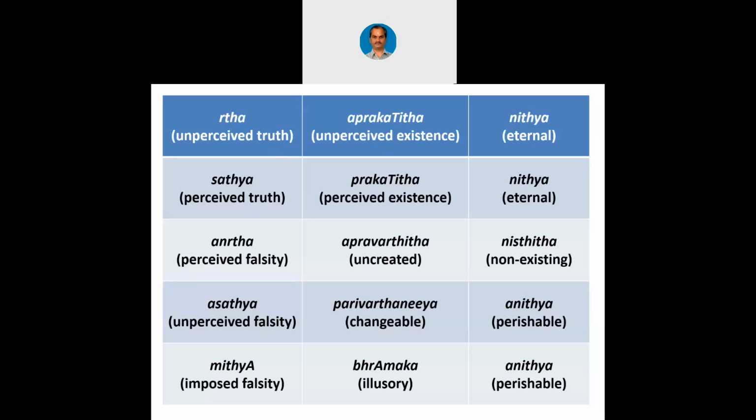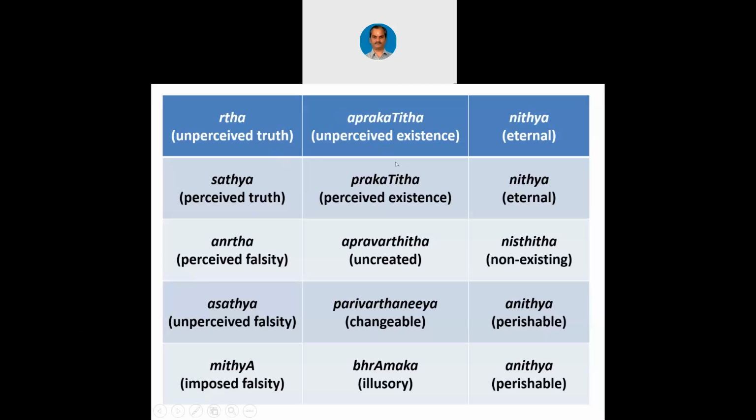For example, water is perceived. You see water, you drink water. You experience the drinking of water, you know water. That is Satya. But water is made up of hydrogen and oxygen molecules. That is not directly visible there. But that is the truth there. That is unperceived, but it is existing there. That is unmanifested. Aprakatita means unmanifested.